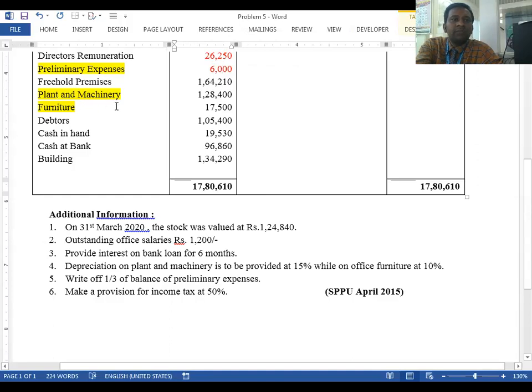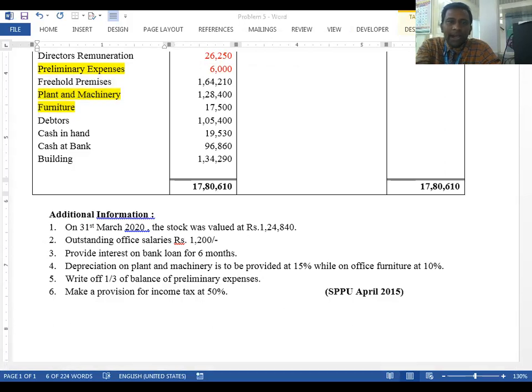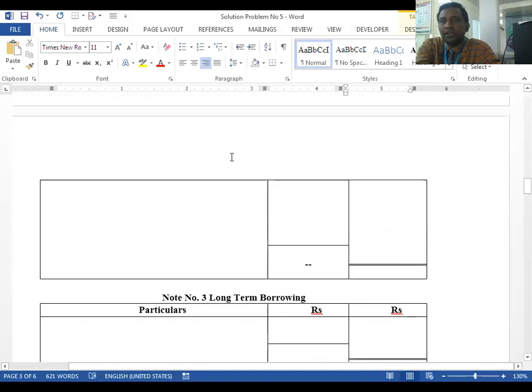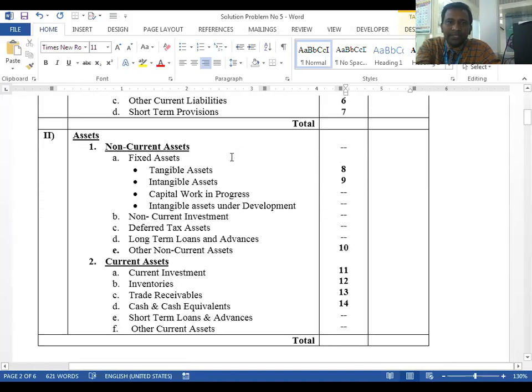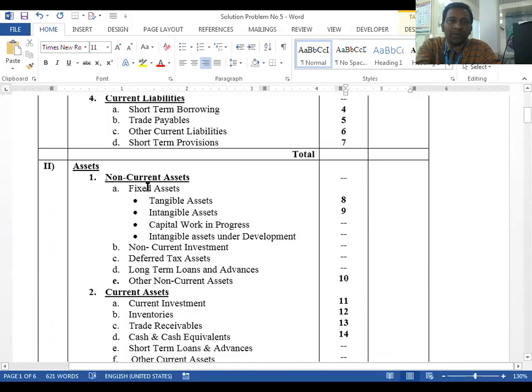freehold premises, plant and machinery, furniture. Okay, all these three items are fixed assets. So it is transferred to the balance sheet under the asset side. But there are two types of asset: non-current asset and current asset. Non-current asset means fixed asset. So all three are fixed assets. That's why they are assigned under the heading fixed asset.